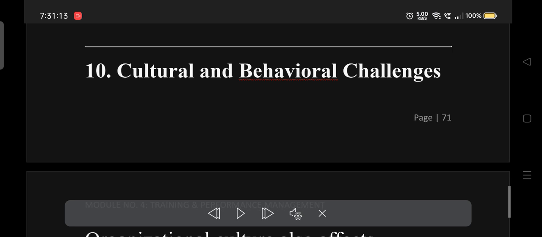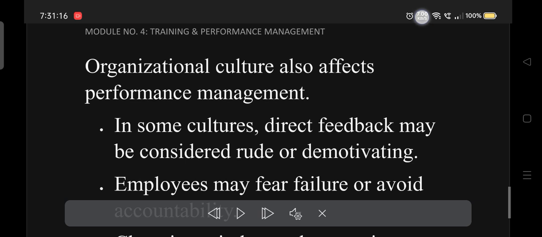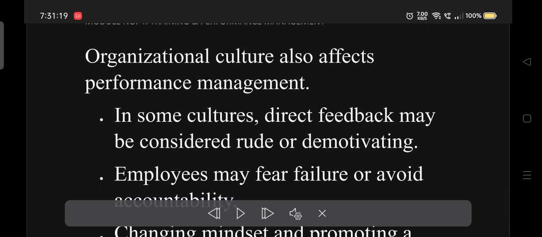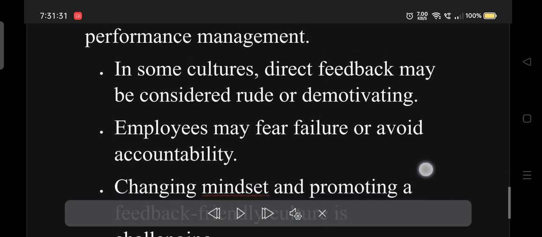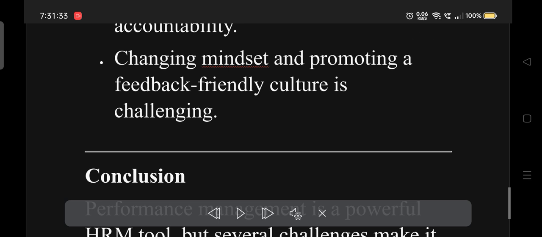10. Cultural and behavioral challenges. Organizational culture also affects performance management. In some cultures, direct feedback may be considered rude or demotivating. Employees may fear failure or avoid accountability. Changing mindset and promoting a feedback-friendly culture is challenging.